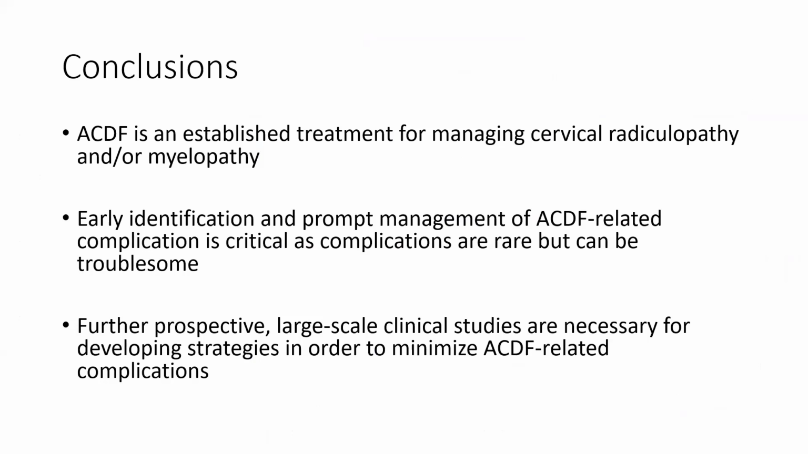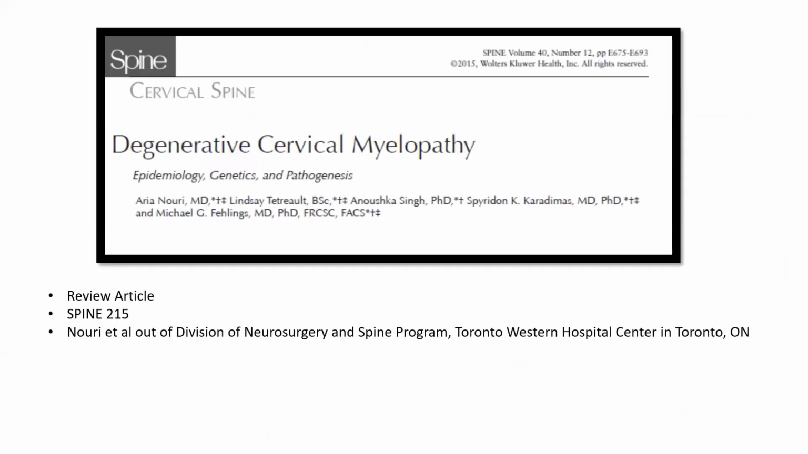All right, moving on to the next paper. This paper is titled Degenerative Cervical Myelopathy: Epidemiology, Genetics, and Pathogenesis. This is also a review article published in the Spine Journal in 2015 out of the Division of Neurosurgery and Spine Program at the Toronto Western Hospital in Toronto, Ontario. So what is this paper about?